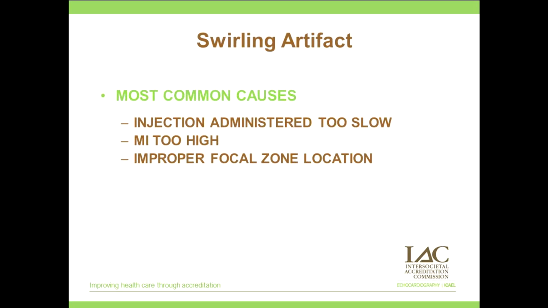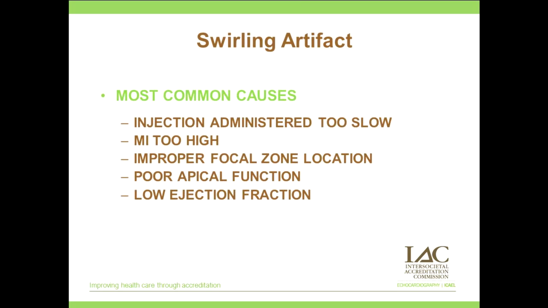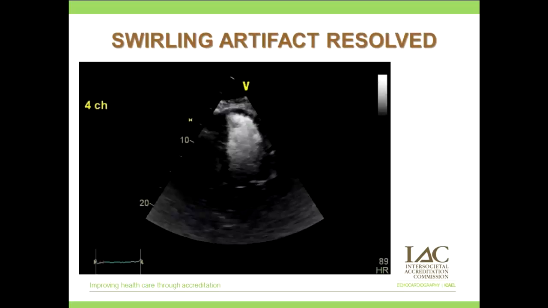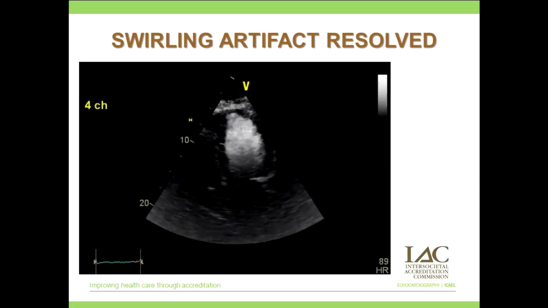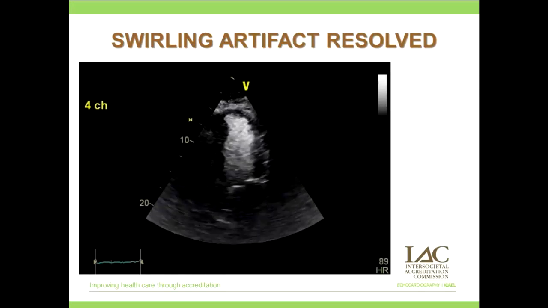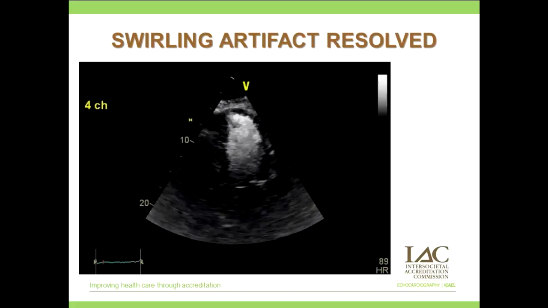Now we know that in this case the MI was correct. And I said previously that the focus should be at the mitral valve level. However, in cases of poor apical function, it can help to move that focus towards that area of interest, towards the apex. And you will also frequently see apical swirling in cases of a low ejection fraction. So here the swirling artifact is resolved. There's no swirling left in the apex. So what we did here is we gave a little more contrast, and we moved that focus up towards the apex.